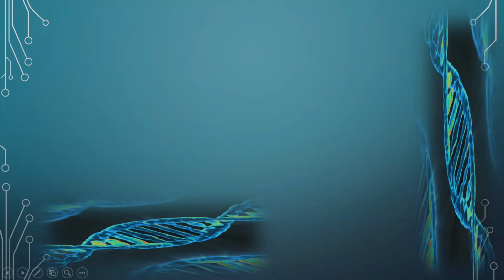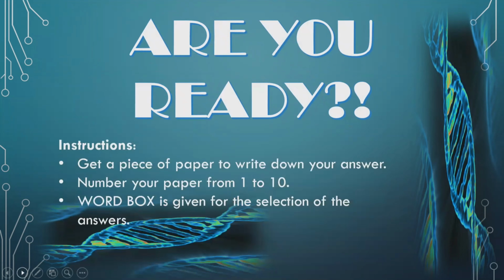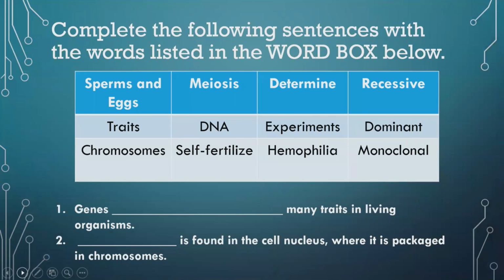Are you ready? All right. Get a piece of paper to write down your answers. Number your paper from 1 to 10. A word box is given for the selection of the answers. Complete the following sentences with the words listed in the word box below.